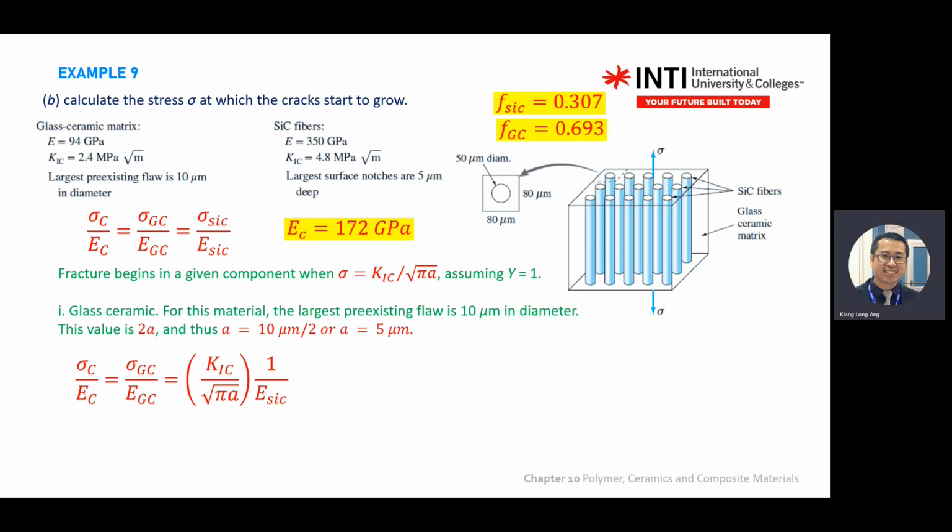Here you copy. Here you copy. Then you change to, okay, this one you change a little bit because KIC. Okay, you change the stress for ceramic.